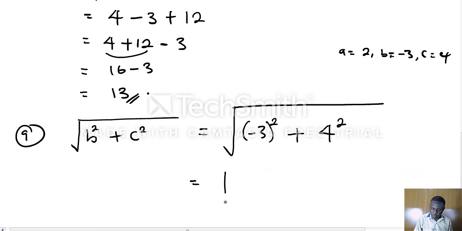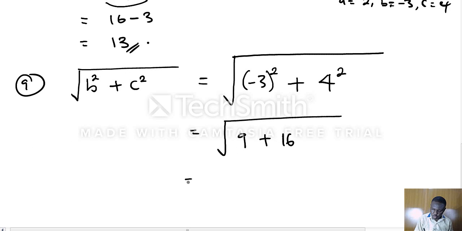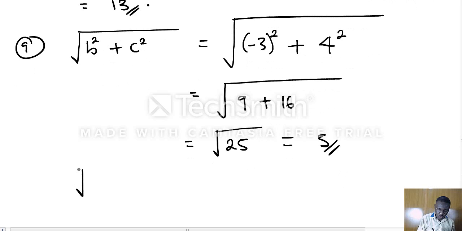So this is equal to, you first of all simplify, minus 3 squared will give us positive 9, plus 4 squared will give us what? 16. So you sum them together, this will return root of 9 plus 16, which is 25, and square root of 25 is equal to 5. So therefore, square root of B squared plus C squared is equal to 5.